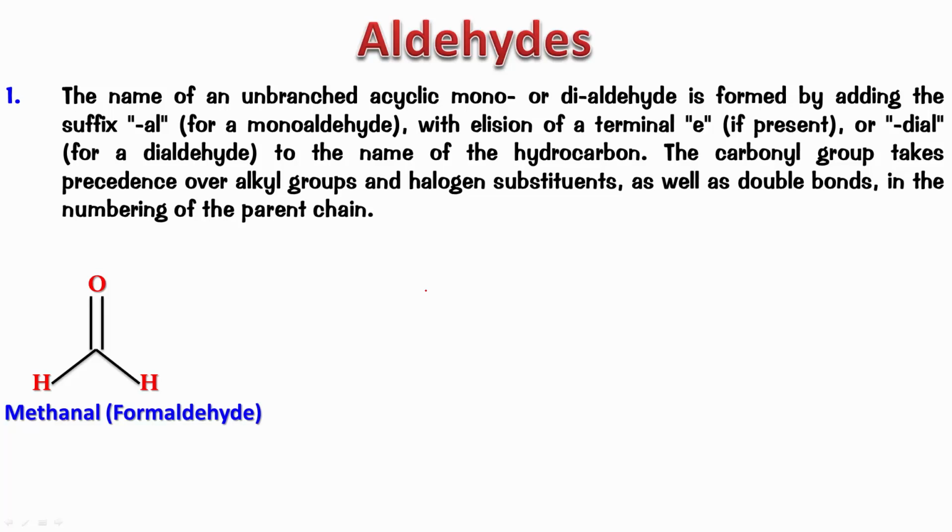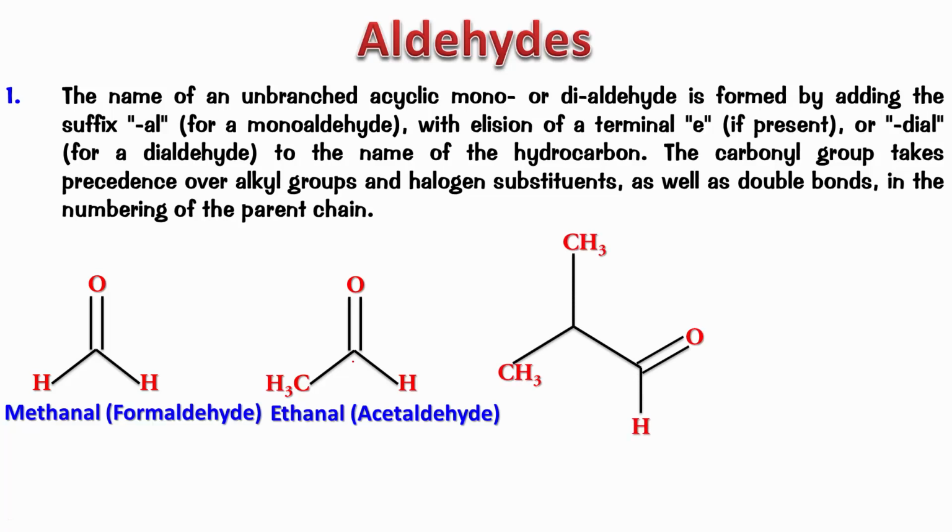What would be the next homologue of this? Well, you put a CH2 on H, it becomes CH3 and you get this. Again remember, it has got two carbons, ethane, remove the E, put Al, ethanal. Common name is acetaldehyde, and we also retain this common name in the IUPAC system.